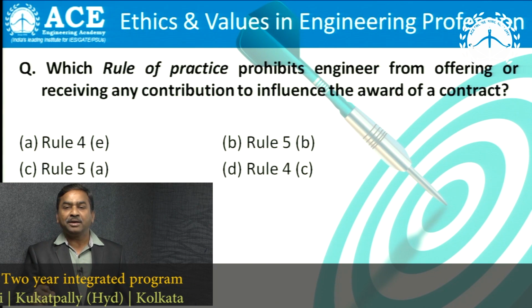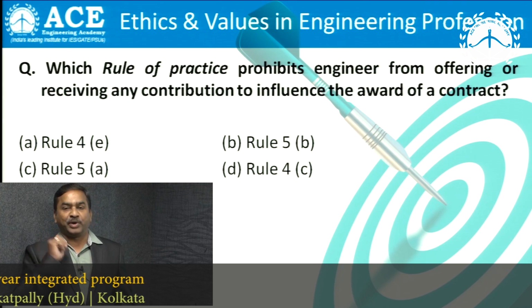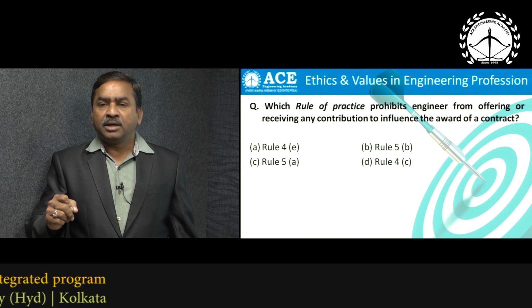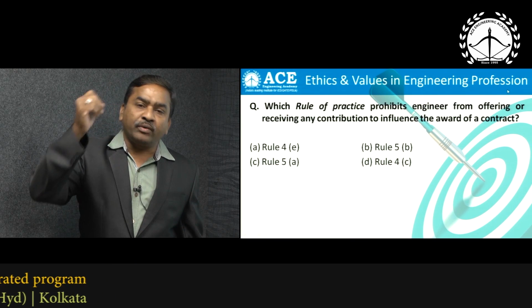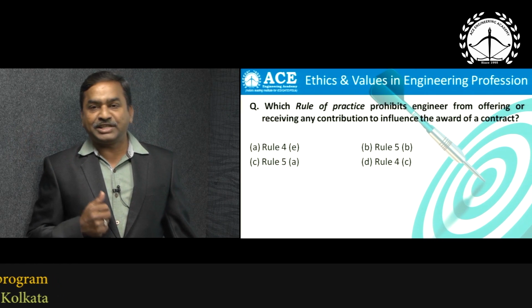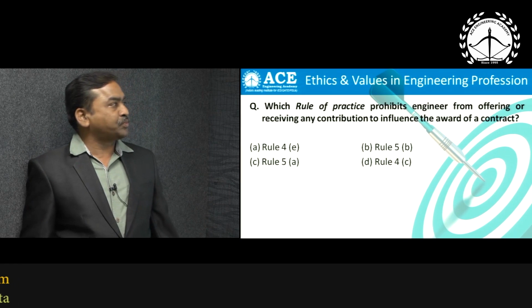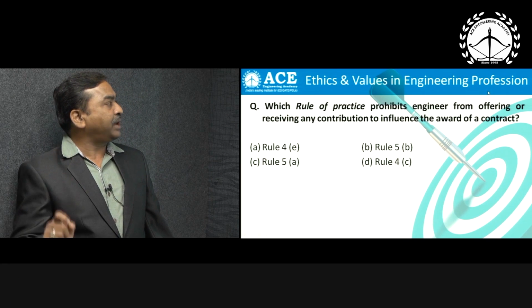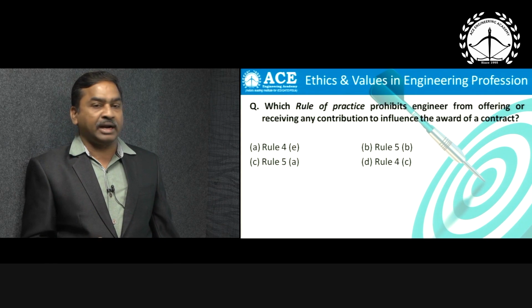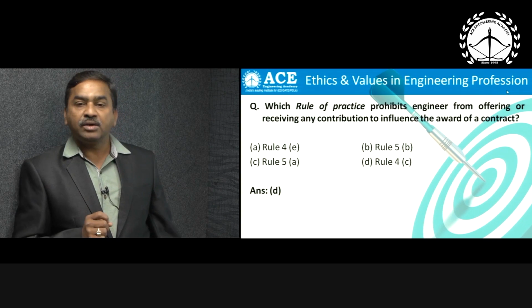We strongly recommend you memorize those points, those rules. For example, a rule that tells you should not work in an area where you don't have competence. It needs to be remembered. Bribes and gifts, differentiation, need to be remembered. We will see the question now. Which rule of practice prohibits an engineer from offering or receiving any contribution to influence the award of a contract? The rule here is 4C. The choice is D, 4C.